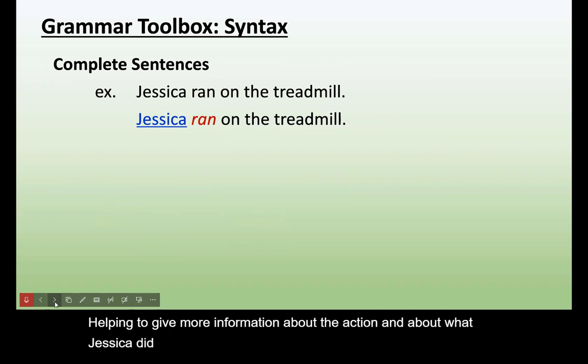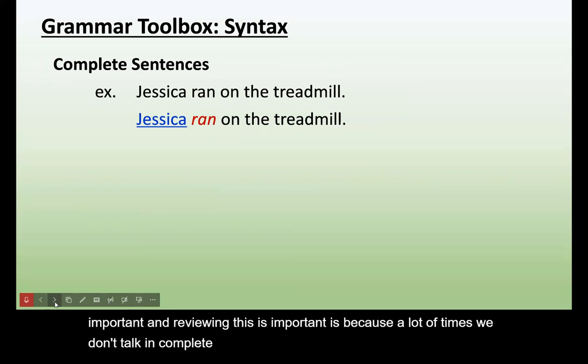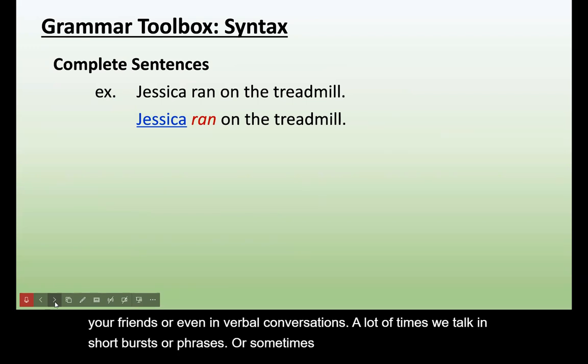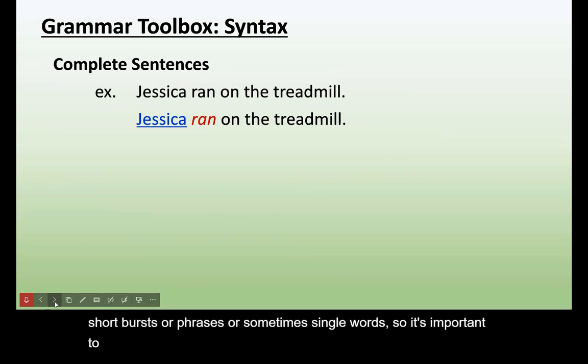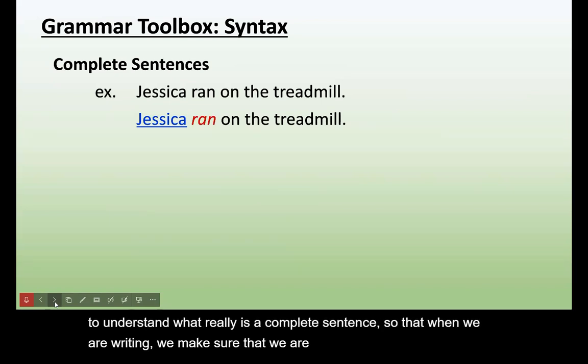Now, the reason why studying complete sentences and reviewing this is important is because a lot of times we don't talk in complete sentences. Think about when you're texting your friends or even in verbal conversations. A lot of times we talk in short bursts or phrases or sometimes single words. So it's important to understand what really is a complete sentence so that when we are writing, we make sure that we are writing in complete sentences.